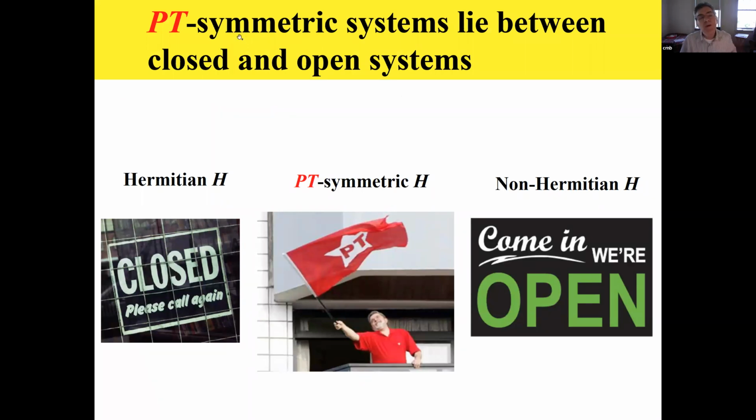So to put this in perspective, PT-symmetric systems lie between closed and open systems. Here is a closed system described by a Hermitian Hamiltonian. Here is an open system described by a non-Hermitian Hamiltonian. But if the system is arranged so that it is coupled to the outside world, it's not isolated, but stuff flows into the system and is balanced by stuff flowing out. That is, if loss and gain are balanced, then the system is invariant under PT reflection. It's a PT-symmetric system described by a PT-symmetric Hamiltonian, and that's the kind of system that we're talking about here. It's a very interesting system, very easy to make in a laboratory.